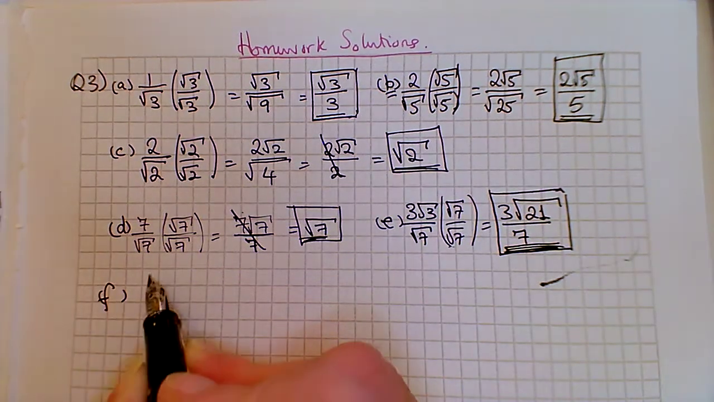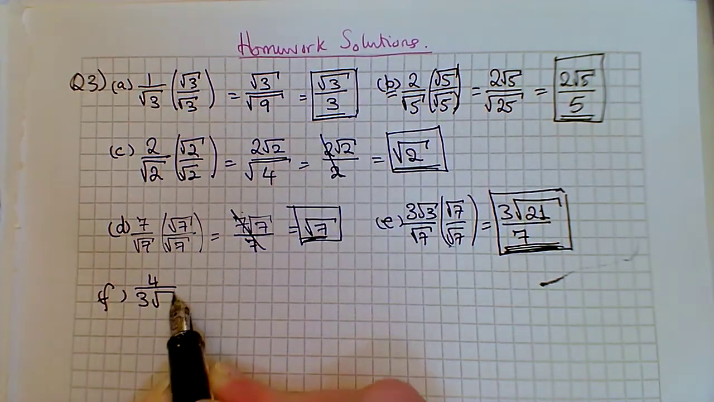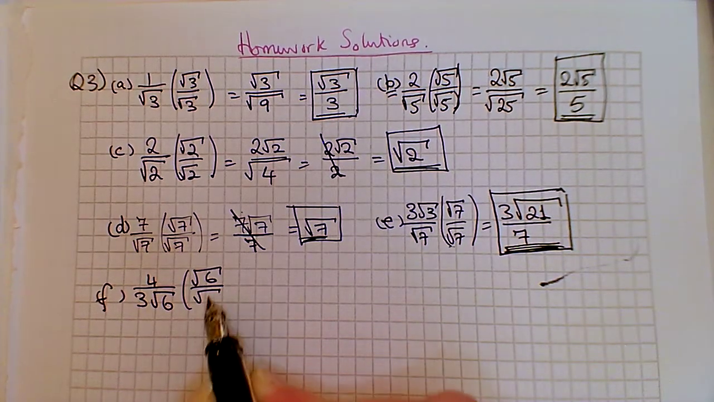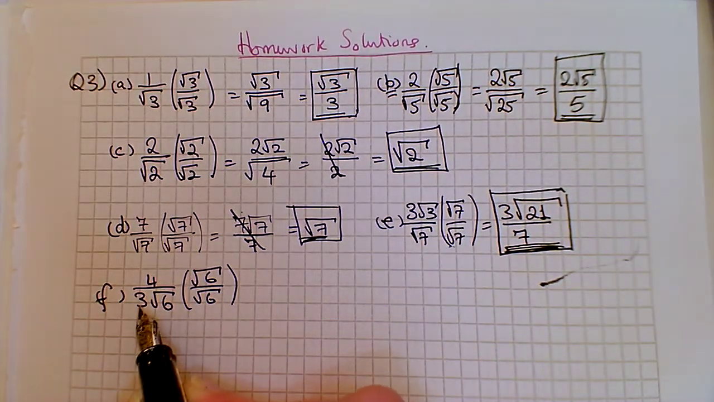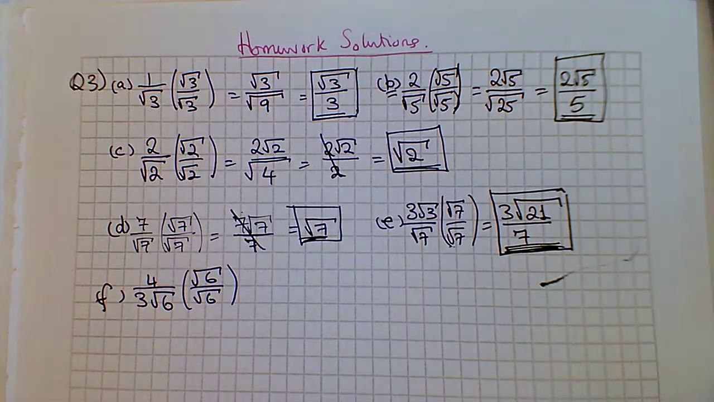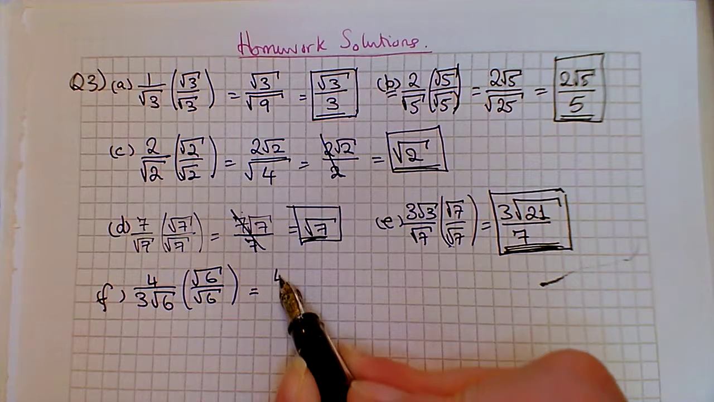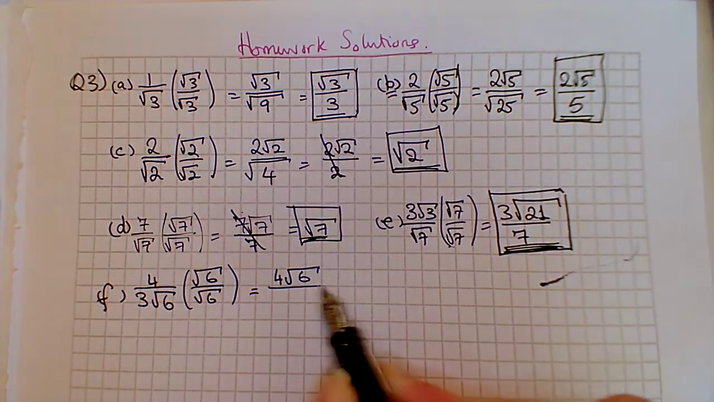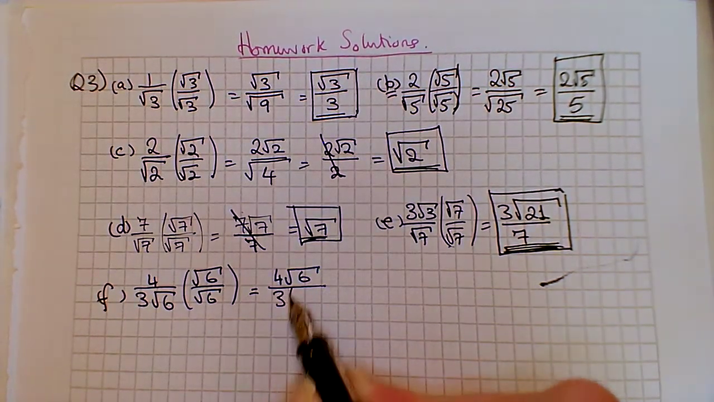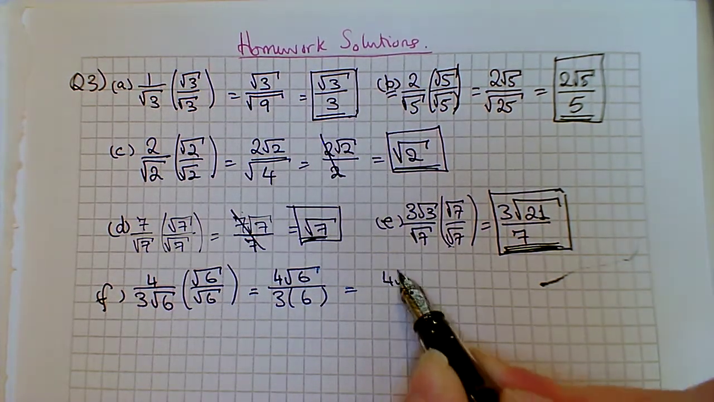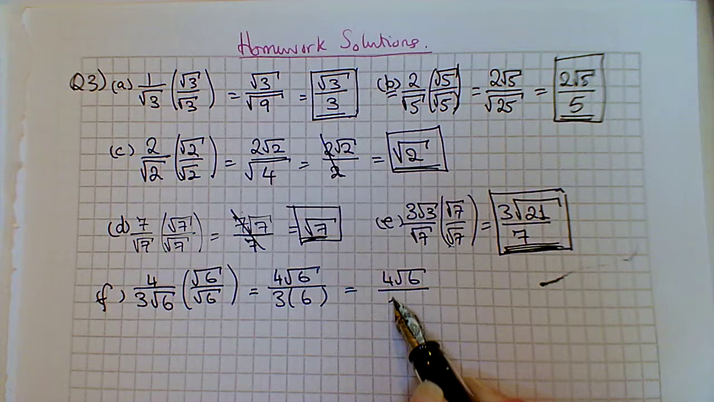F, 4 over 3 times the square root of 6. Now the only thing I need to multiply by is the root 6 part. I don't need to do anything about this 3 that's down here. It's fine to have numbers on the bottom so long as they don't have a square root sign in them. So I get 4 root 6 on top, and I get 3 by root 6 by root 6 gives me 6. So this gives me 4 root 6 over 18.